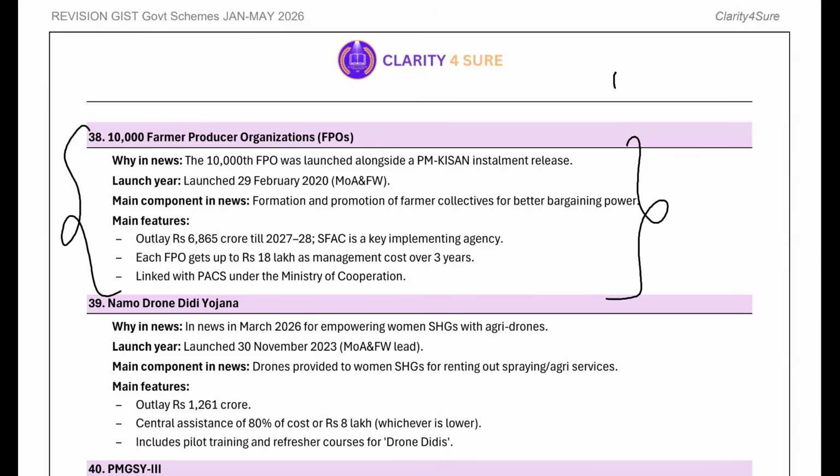The outlay it is giving is rupees 6,865 crore, right? That has been mentioned over here. That is rupees 6,865 crore outlay it is giving. So please try to understand what it means: the formation of 10,000 FPOs, under the Ministry of Agriculture. The key point: it promotes farmer producer organizations, improves bargaining power, better market access, and the outlay is rupees 6,865 crore. So the exam keyword is farmer collectives.